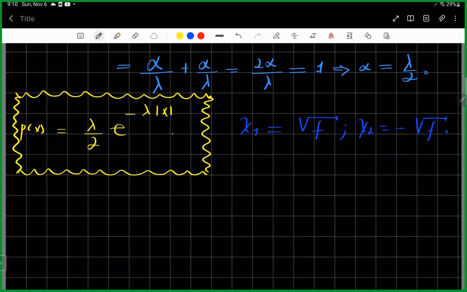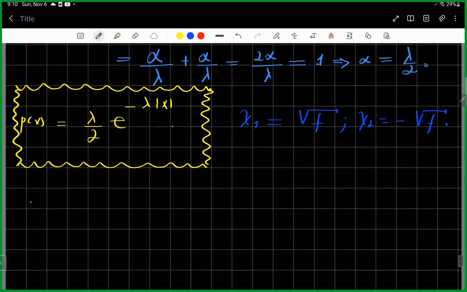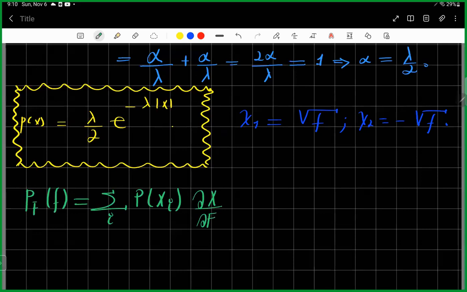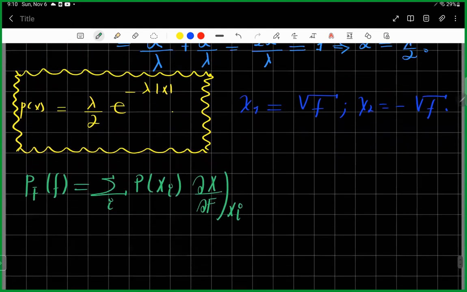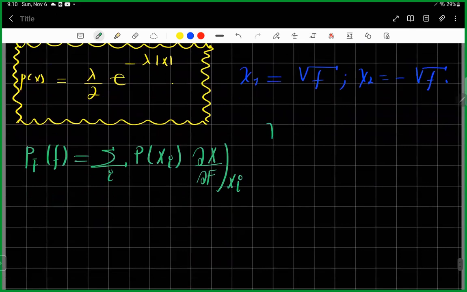Very good. So let's proceed. Then the probability for function f, we said that it was what? It was the sum over i of p of xi, okay, times the derivative of x with respect to f, evaluated at xi. And we have two x's here, so it shouldn't be too complicated.